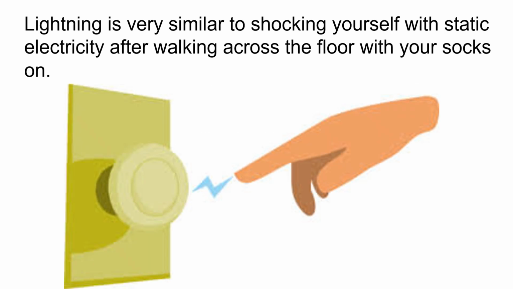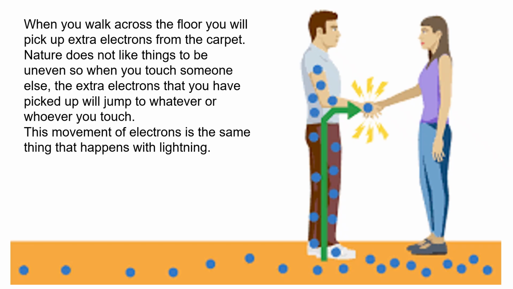Well, how's it formed? It's very similar to shocking yourself with static electricity after you walk across the floor with your socks on, say like in the wintertime. So out there in nature, there are extra free electrons. There's extra free electricity floating around out there. If you think about walking across the carpet in the wintertime, especially in your socks, you pick up or rub these extra electrons onto yourself.